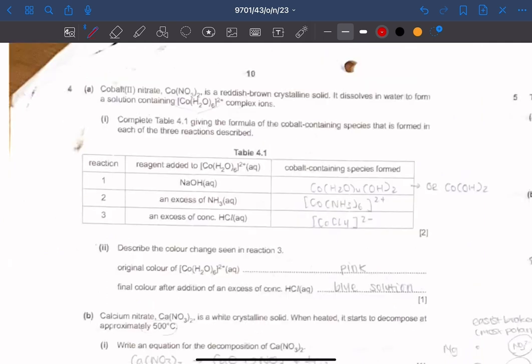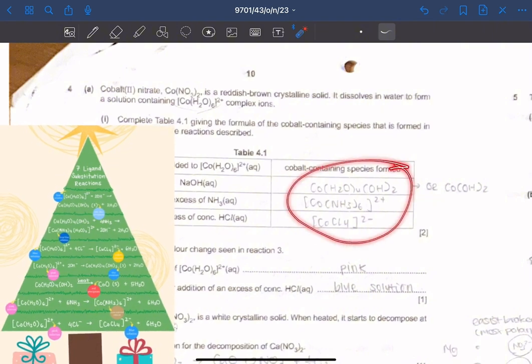4A. Cobalt(II) nitrate, Co(NO3)2, is a reddish brown crystalline solid. It dissolves in water to form a solution containing [Co(H2O)6]2+ complex ions. Complete table 4.1 giving the formula of the cobalt-containing species that is formed in each of the 3 reactions described. So I need to first fill in the table.